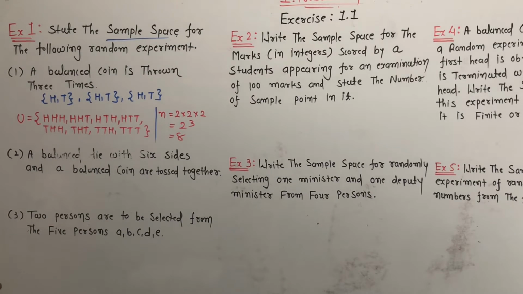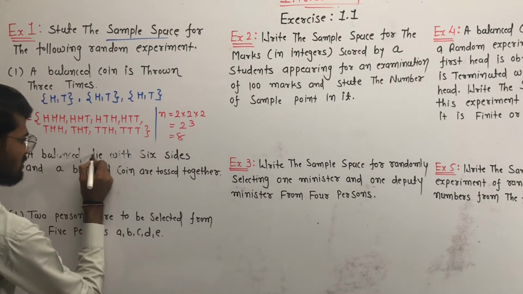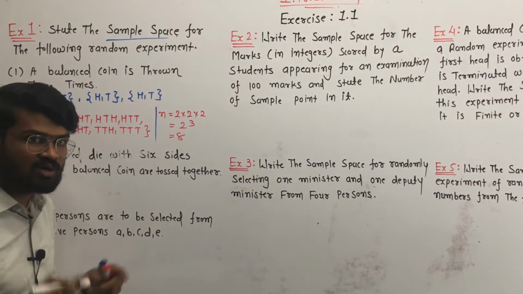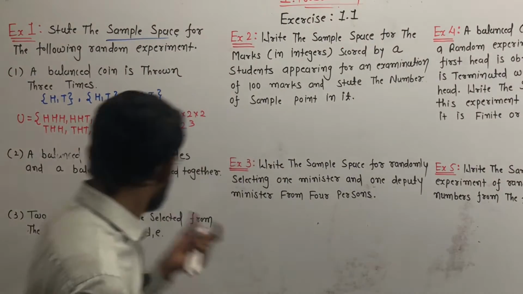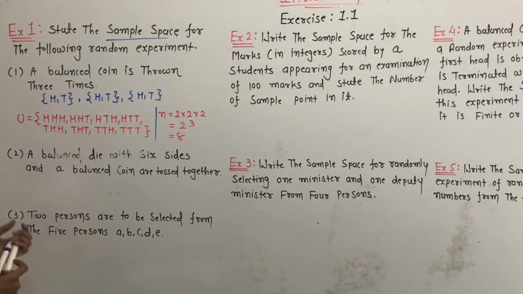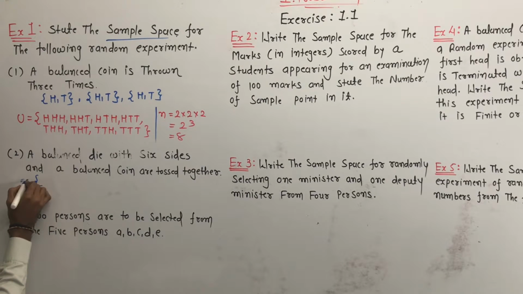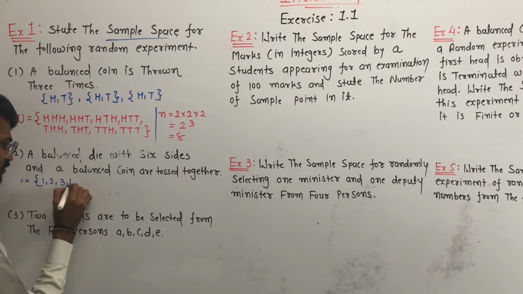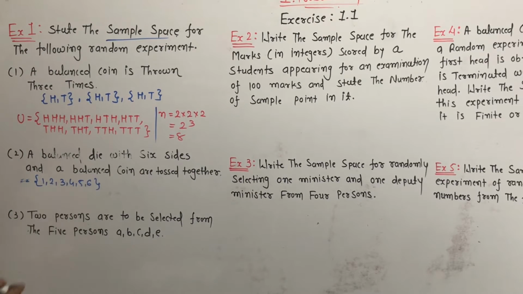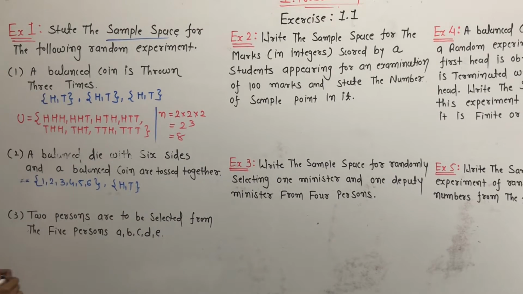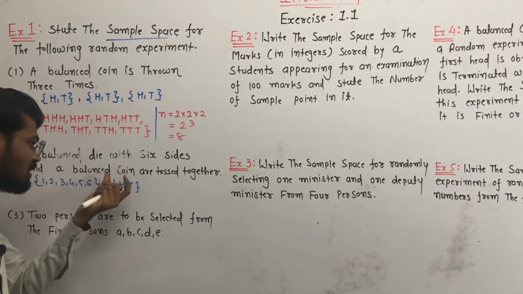Now the second event is that a balanced die with 6 sides and a balanced coin are tossed together. If we throw a balanced die, the sample space is 1, 2, 3, 4, 5 and 6. If we toss a balanced coin, our sample space is H and T. Now we have to write the sample space when we throw the balanced die and balanced coin together.